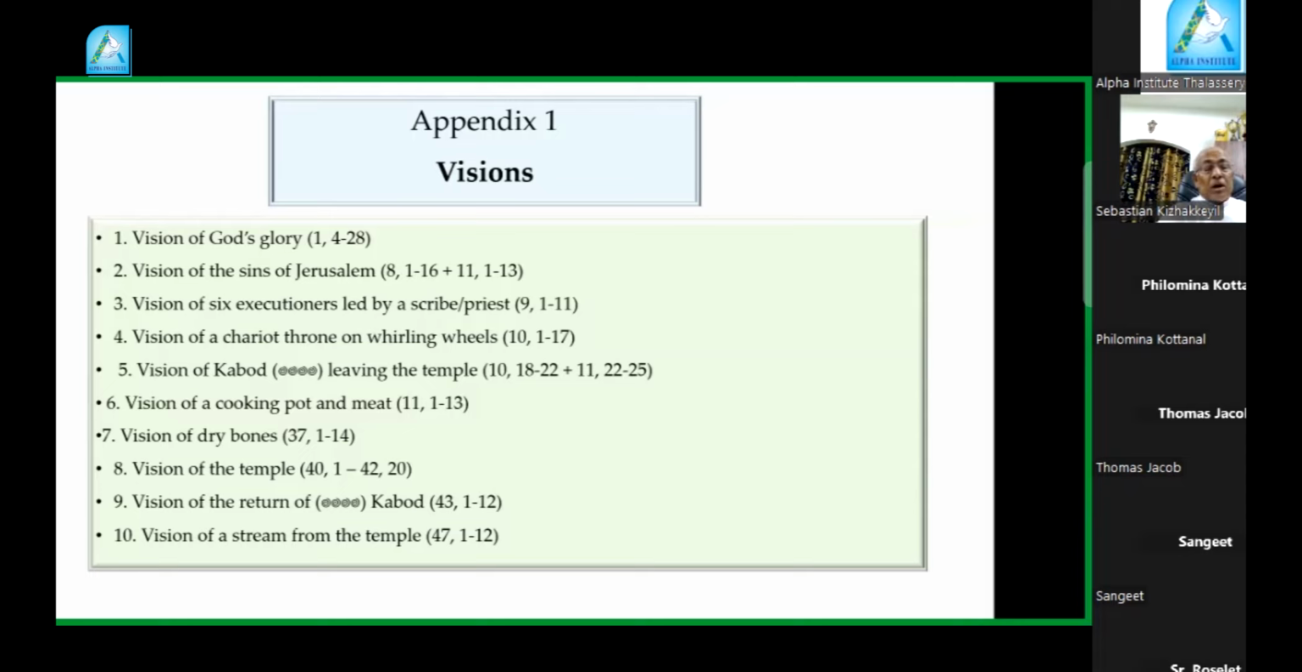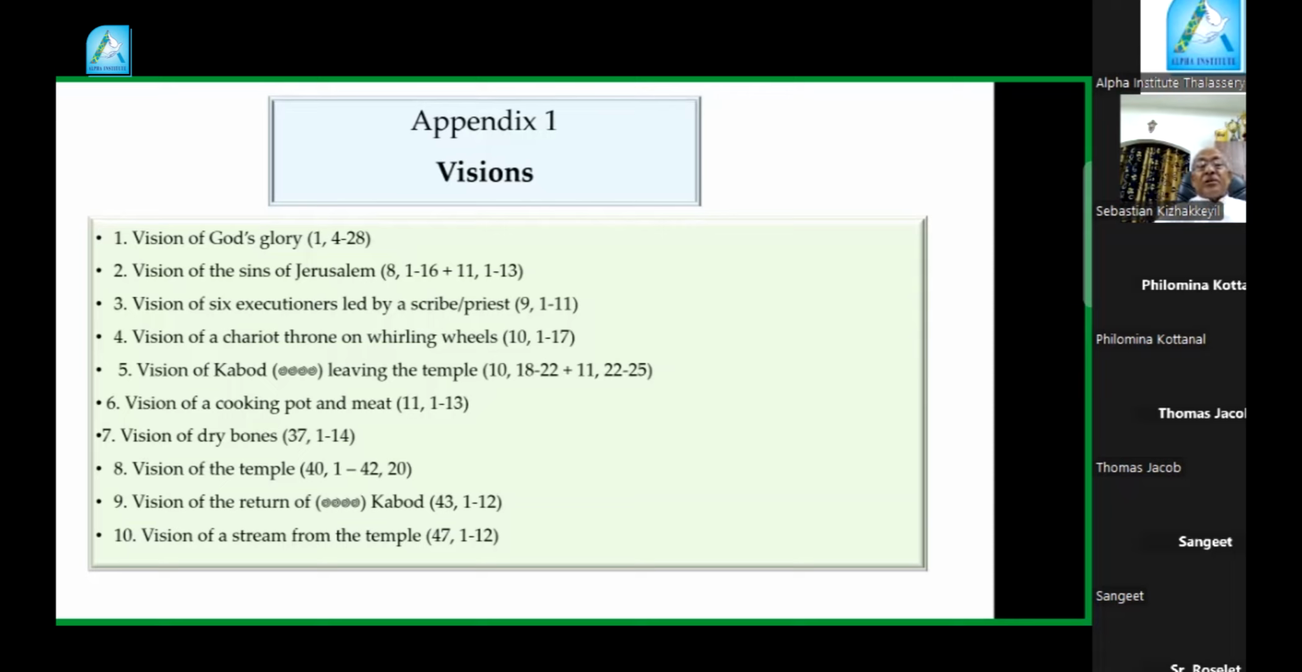And they are going to Jerusalem. And their duty is, first, they had to write Tau, the last letter of the Hebrew alphabet, on the forehead of all innocent people. And after writing this Tav on the forehead of the innocent people, they have to execute all the sinners. Ezekiel has seen the sinful people in Jerusalem, and God is sending this team of executioners to kill all those who are sinners, all those who are engaged in various types of sin.